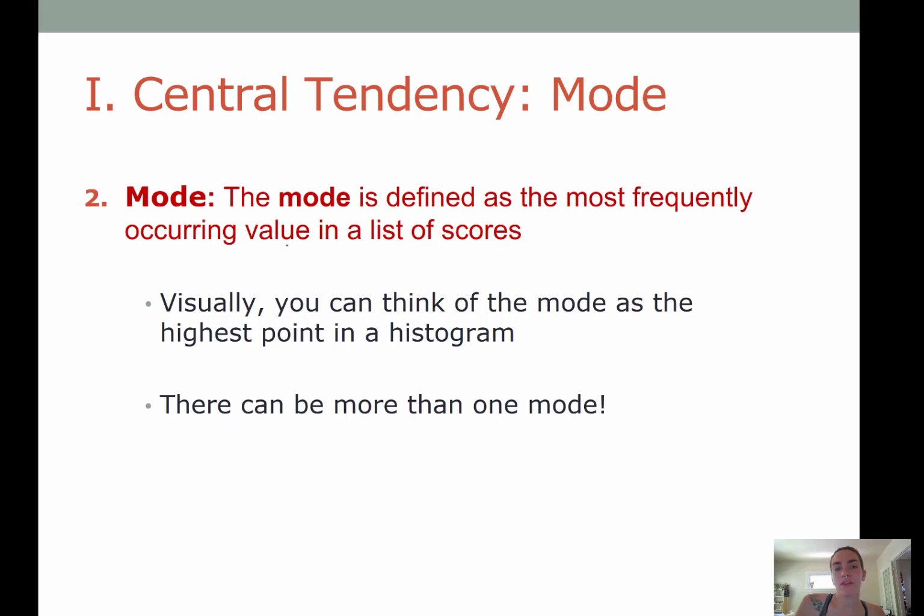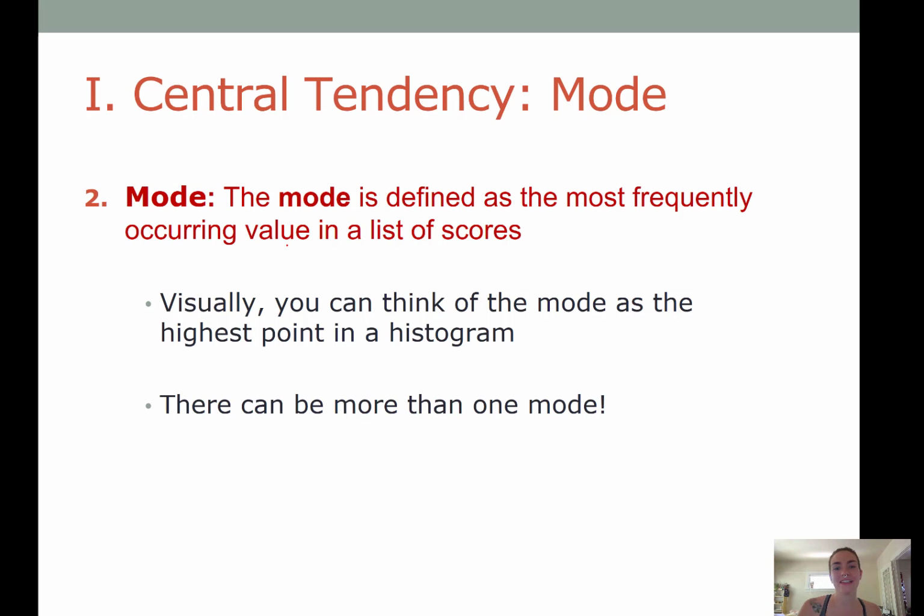All right, let's move on. The mode is another measure of central tendency, and the definition of the mode is that it's the most frequently occurring score in your data. So you can think of the mode, after you've made the histogram, as the highest point of the histogram. So the highest bar represents the mode of your data.